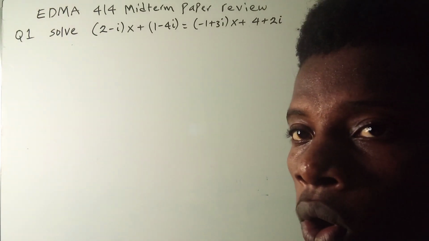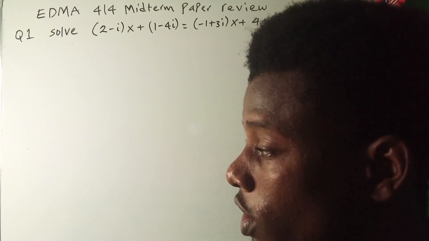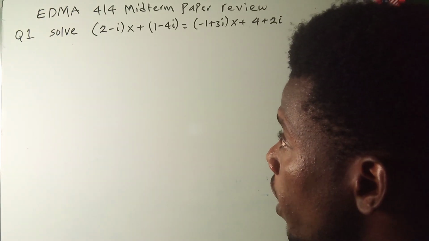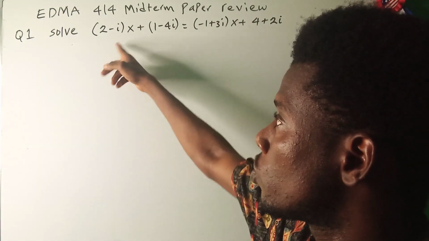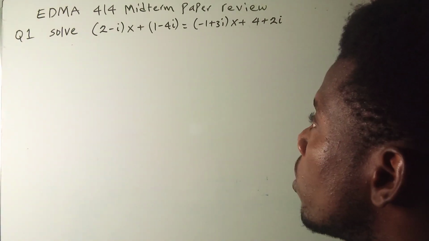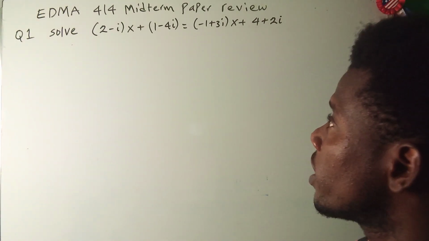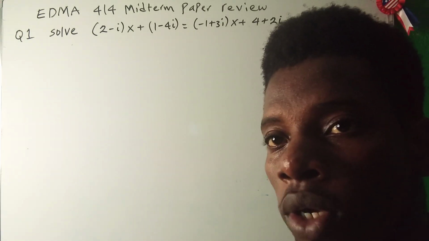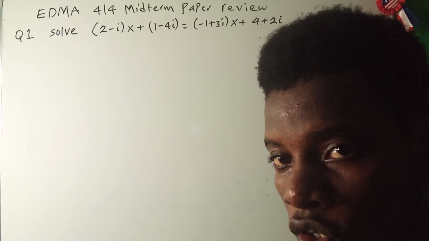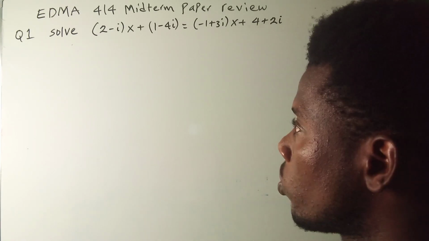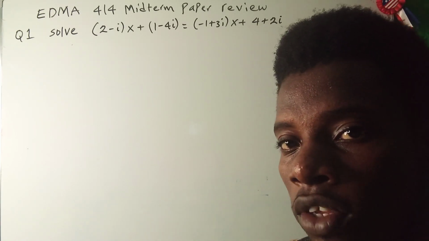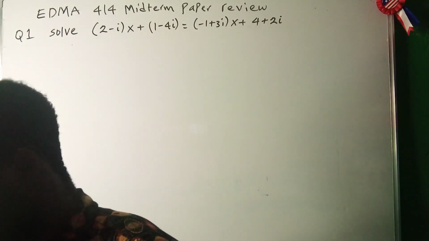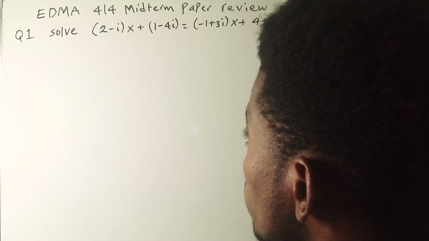Question number 1 on the test that I scored 36 over 40 in. Solve for x, and then you have this equation: (2 minus i) times x plus 1 minus 4i is equal to (negative 1 plus 3i) times x plus 4 plus 2i. So what we are going to do here is to collect like terms. That's the first thing we're going to do. We collect all of the terms that have an x and all of the terms that do not have an x. So what are those terms that have an x according to this question?